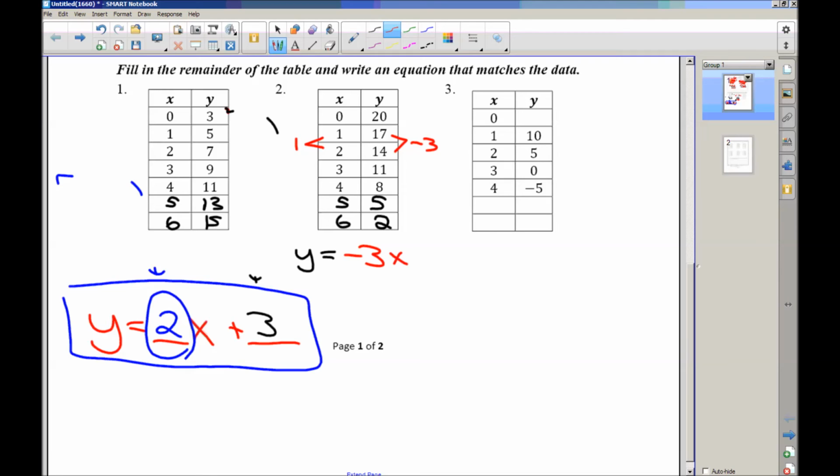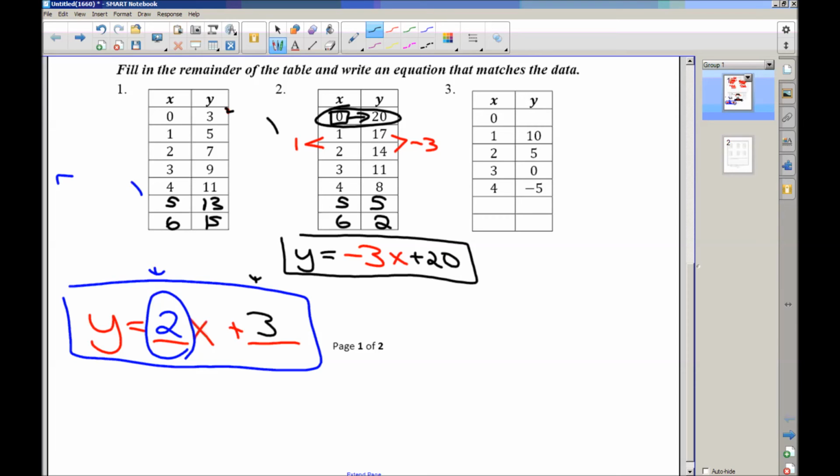That goes with the x. And then we look for our starting place. Our starting place is when x is 0, what is y? So this is going to be plus 20. So there is our answer. Okay, we filled in the table and we've written our equation.